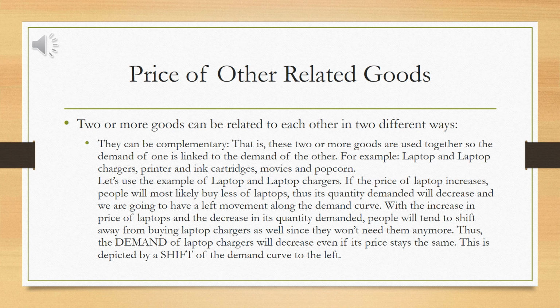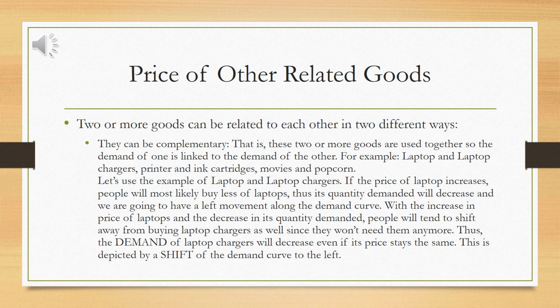Or, they can be complementary. That is, these two or more goods are used together, so the demand of one is linked to the demand of the other. For example, laptop and laptop chargers, printer and ink cartridges, movies and popcorn. Let's use the example of laptop and laptop chargers.